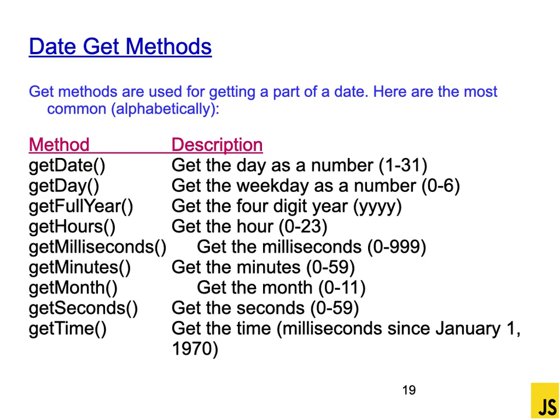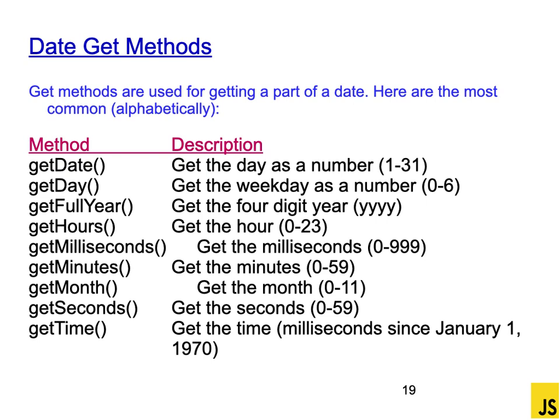getDate gets the day as a number, 1 to 31. For example, March 31st gives 31. For today's date, we will get a getDate value of 8. getDay gets the weekday as a number, 0 to 6. That is Monday is 1, Saturday is 6, and 0 will be Sunday. getFullYear gets the four digit year. getHours gets the hour in 24-hour format. getMilliseconds gets the milliseconds, 0 to 999.